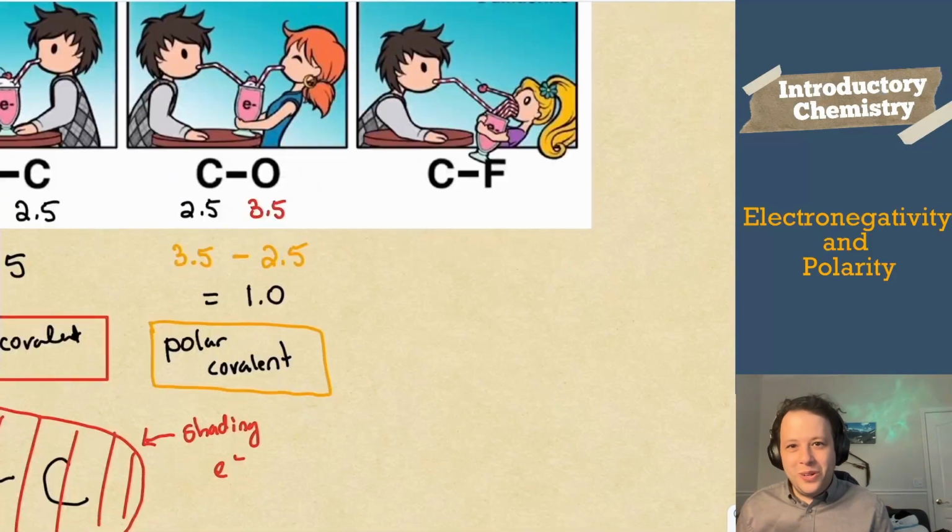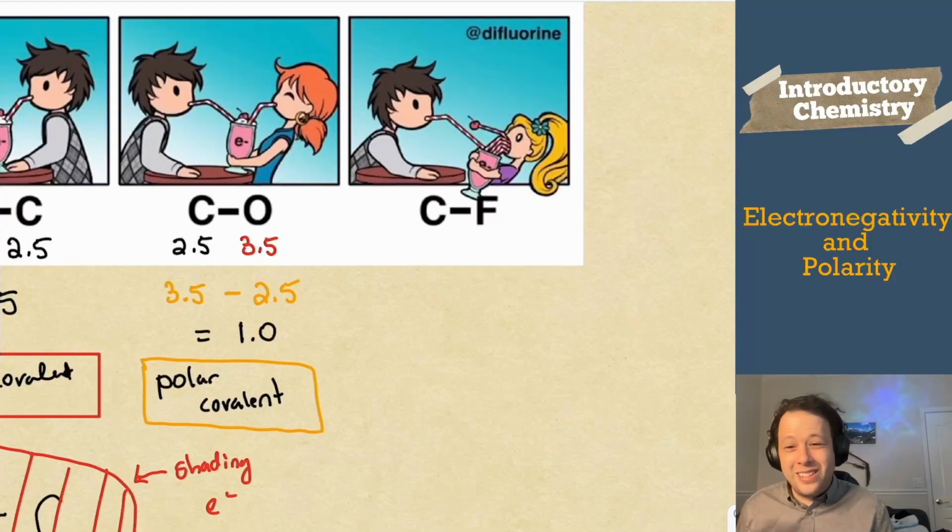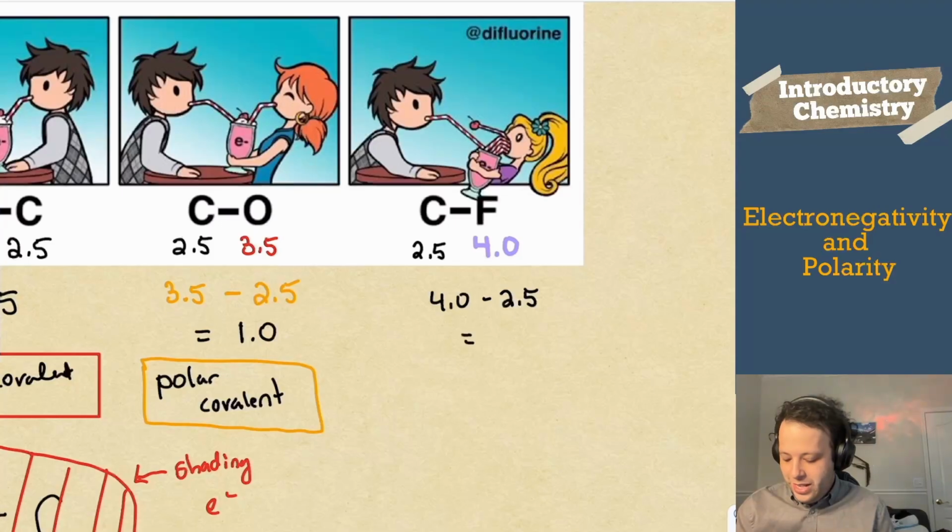Now, with fluorine, the last example, it's just like if you're sharing with a little kid and they're taking the milkshake, they're obviously going to want all of it. So you're going to see a very uneven side of this. Fluorine has the highest value possible, which is a 4.0. Carbon, once again, has that 2.5. So we're going to subtract those two values: 4.0 minus 2.5, and that's a 1.5 difference. So it's really, really polar and in favor of fluorine.